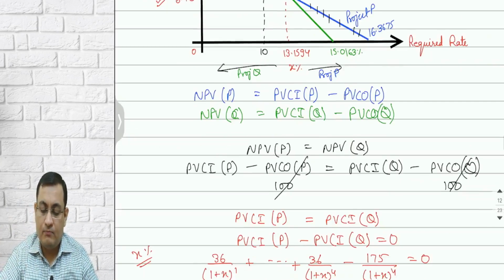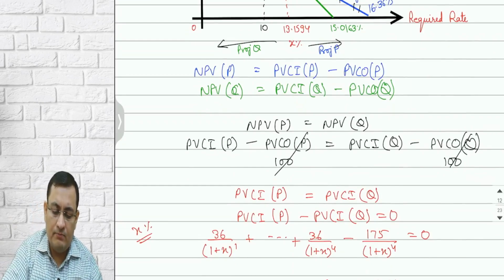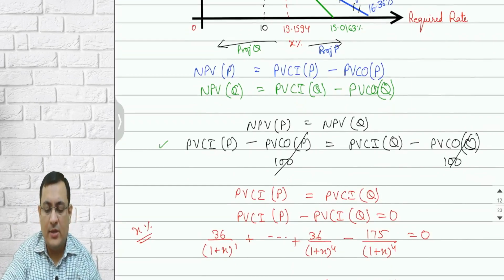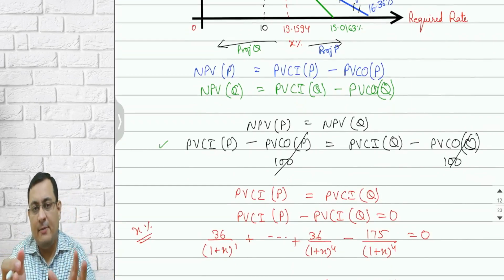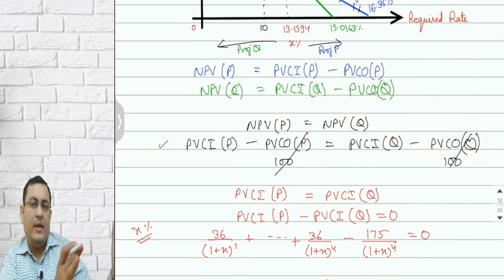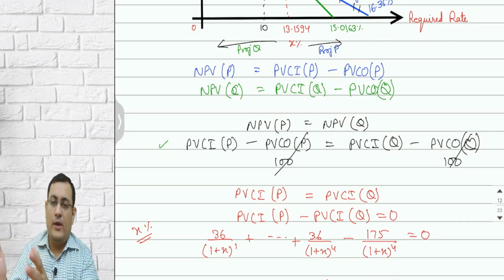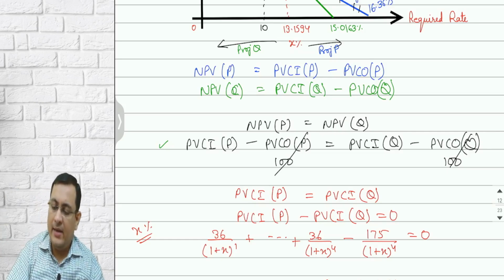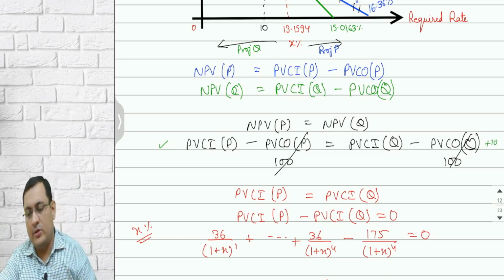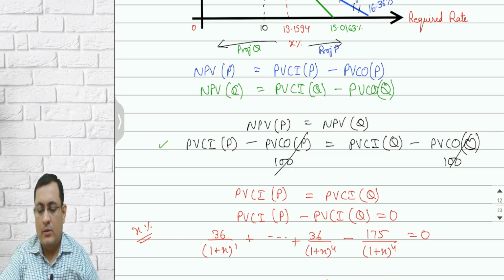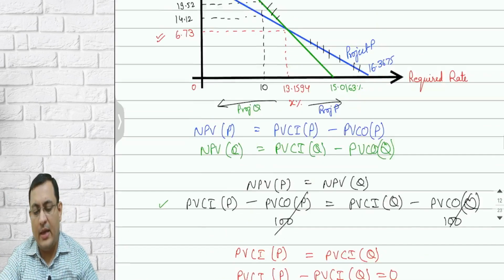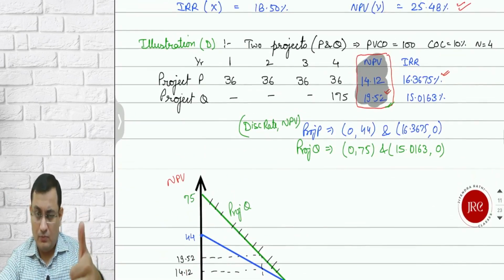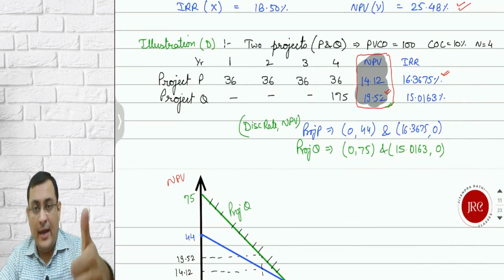Very easy, same equation. Project P is giving excess NPV of 10. So project P NPV should be equal to project Q NPV plus 10. We will add here 10 extra and we will solve this equation again. This is possible in this particular type of illustration because PVCO is the same and life is the same.